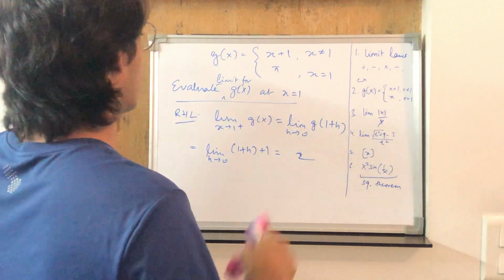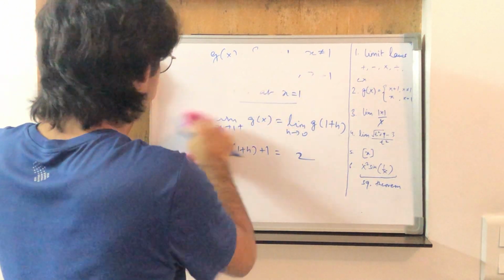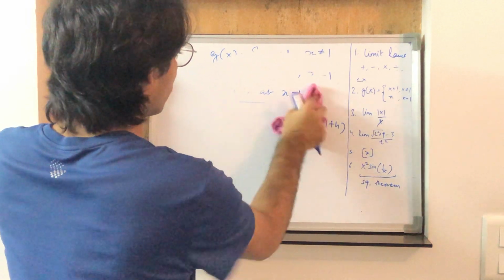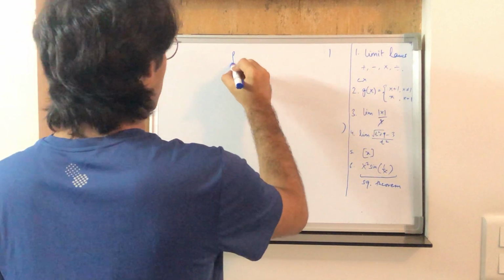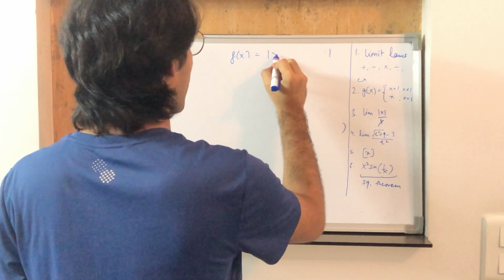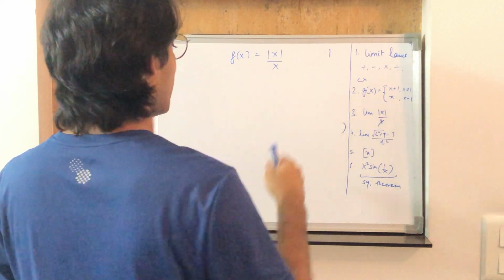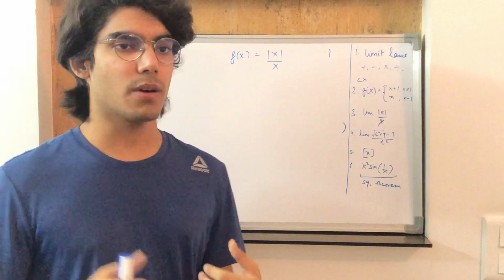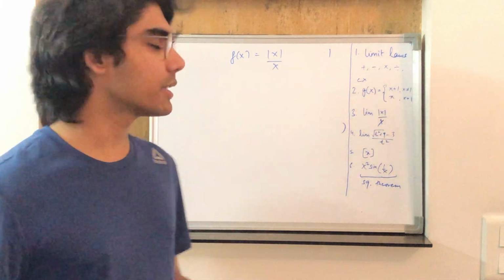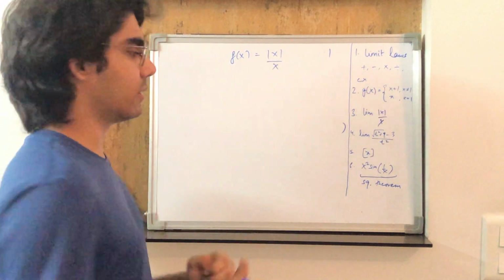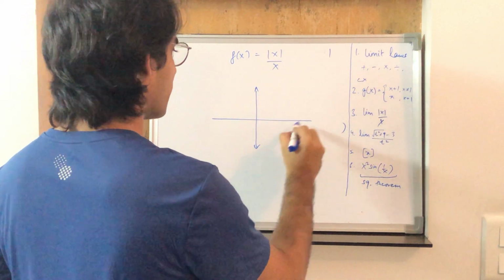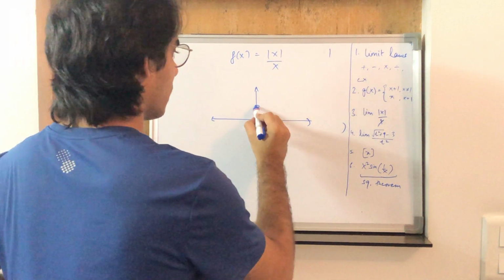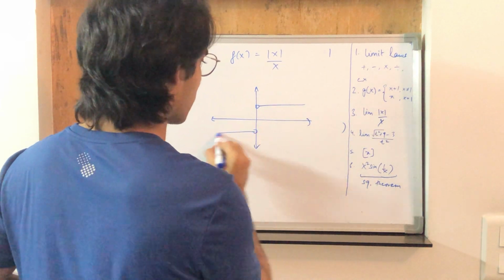Okay, now let's look at another function. Let's say we have this function f of x, which is equal to mod x divided by x. Now I'm assuming you guys are familiar with how the mod function works. Okay, so I have mod x is equal to x. Let's draw the graph for this function. Let's understand this function using graphs. Okay, so this is what the graph for this function looks like.